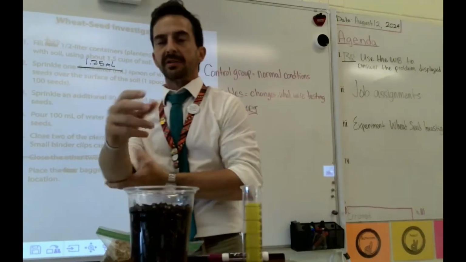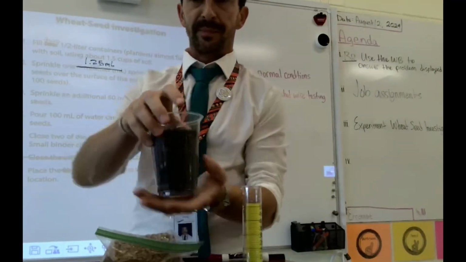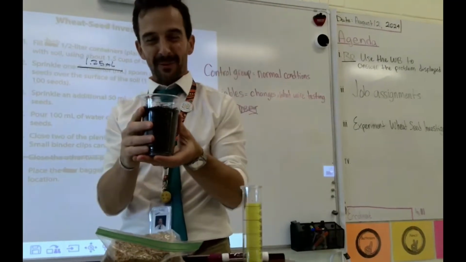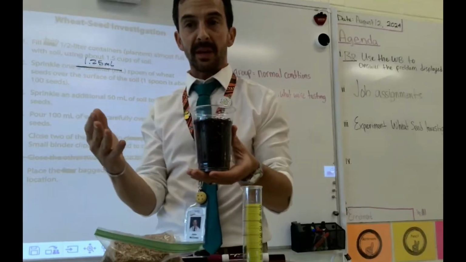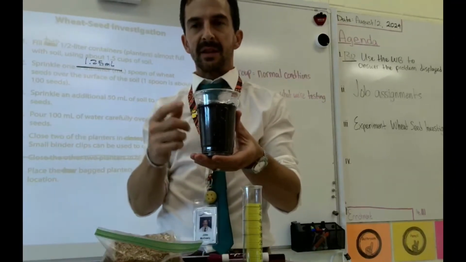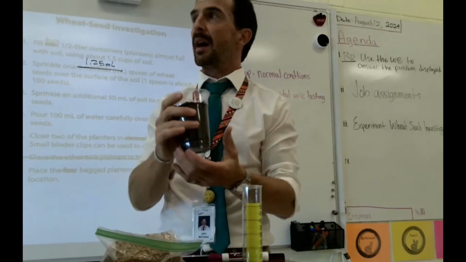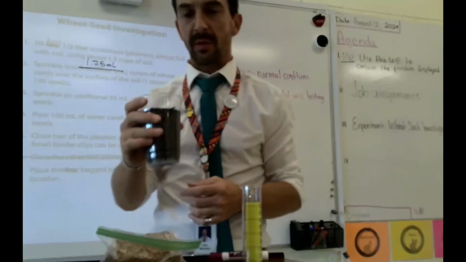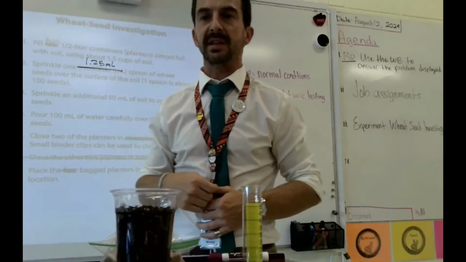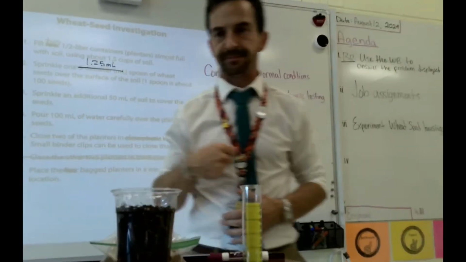So the next step says close 2 of the planters in plastic bags. And then the next step says place the bagged planters in a warm, lighted location. So what I'll do now, we have our cup. If you're following along at home, or if you're doing this for a makeup assignment, we did this 2 more times. And now I'll go over and show you how we are setting this up in our windowsill.